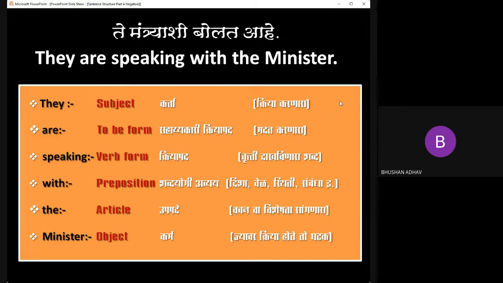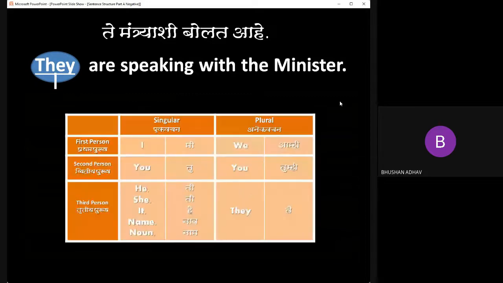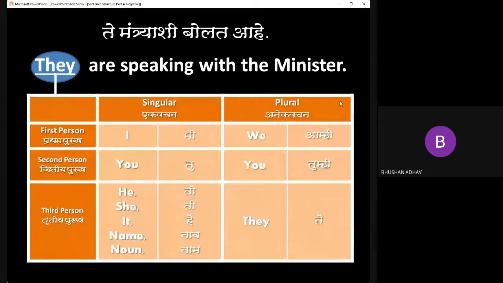With is a preposition which will give you a direction, time, position, and relationship. And then the is an article before the object to describe exactly the object, whether it is specific, common, singular or plural. And then the object on which action is happening. The object will remain as a consumer or the victim of that action. So here they is a subject: I, we, you, he, she, it, name, noun, they is a list of subject.